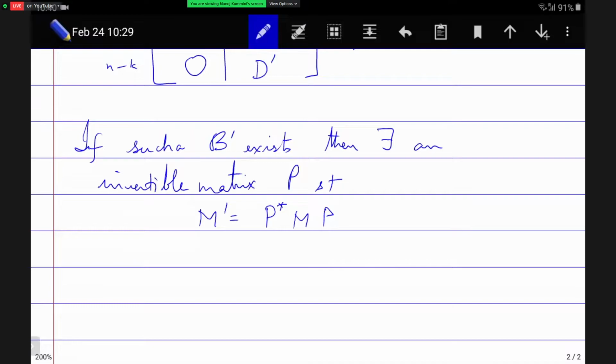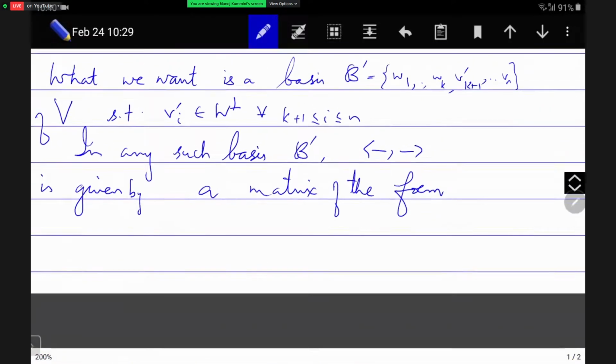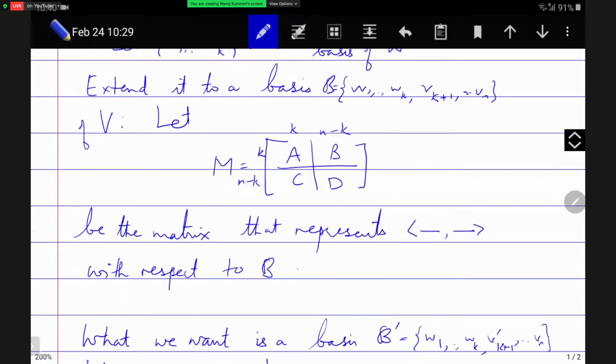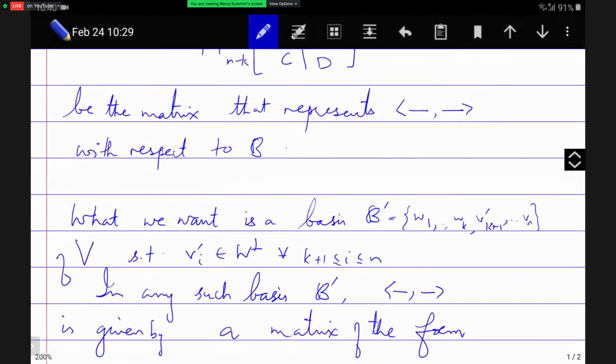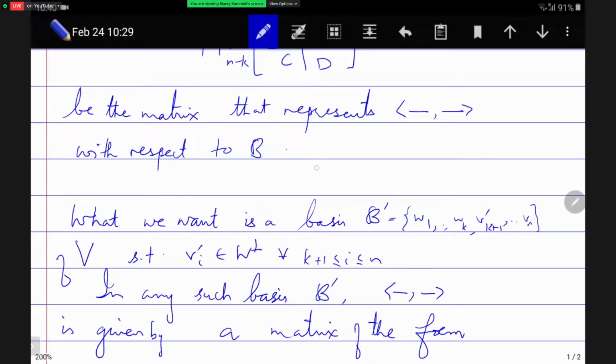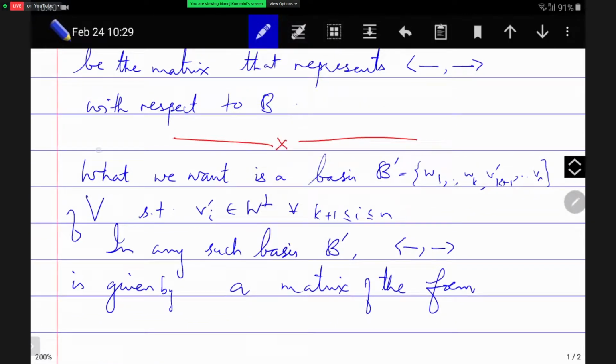Conversely, if such a P exists... sorry, I should not say recall. The recall was somewhere. Okay, so this is the end of recall. So now I'm continuing with the proof. Sorry, I should have said this. Continuing with the proof.